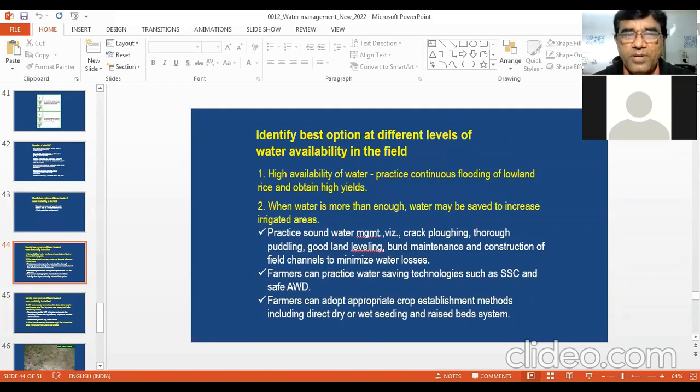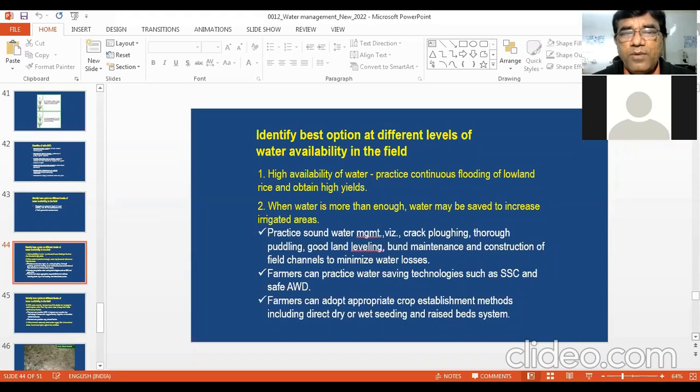Suppose the first option: water availability is very high. There is no shortage of water and it is freely available. You are not paying much money for it. So practice continuous flooding of lowland rice and obtain high yield. This is the option if high availability of water is there.